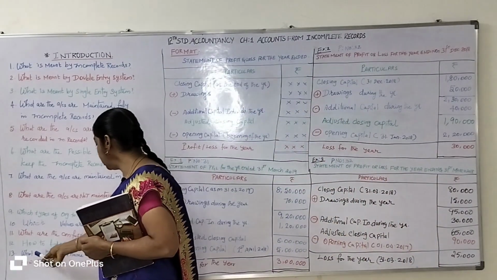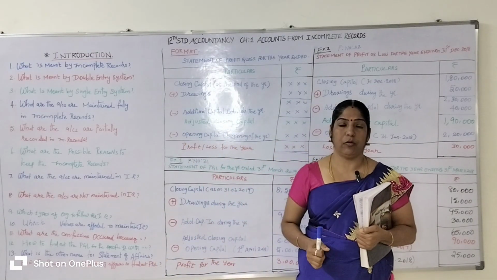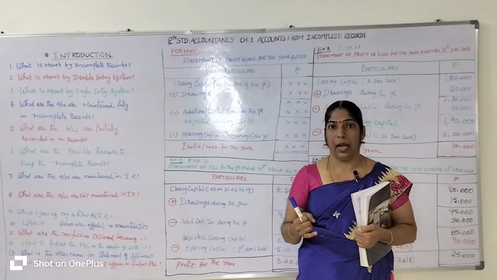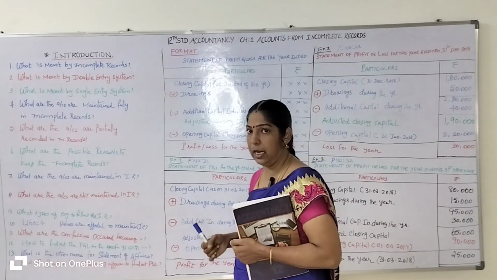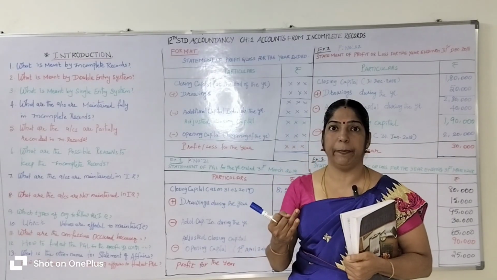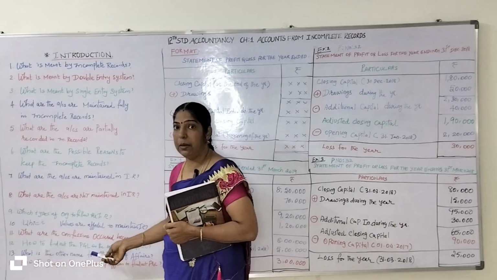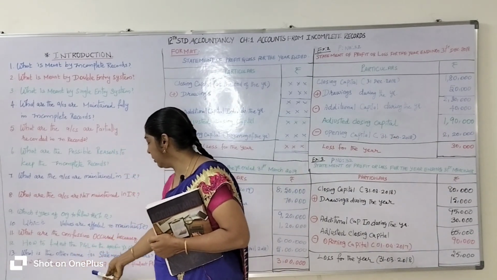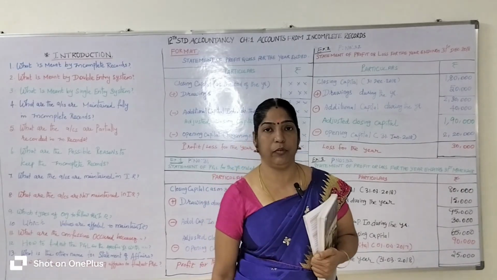So what is the other name of the statement of affairs? The other name of the statement of affairs is the net worth method, or the comparison of capital method. Net worth method and the comparison of capital accounting method: this is the other name of the statement of affairs. How do we prepare the statement of affairs to find out the profit and loss?